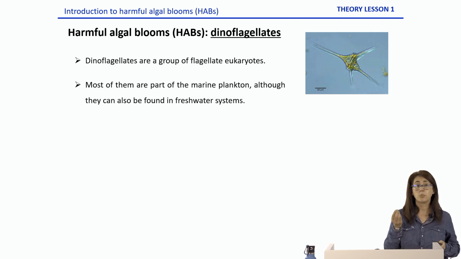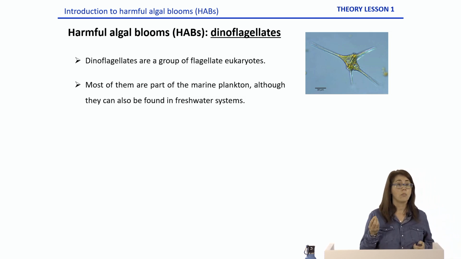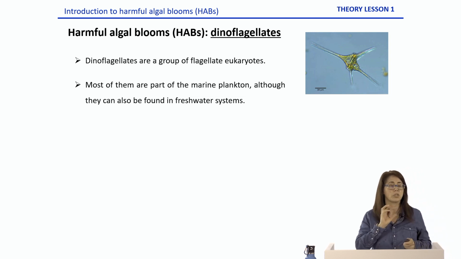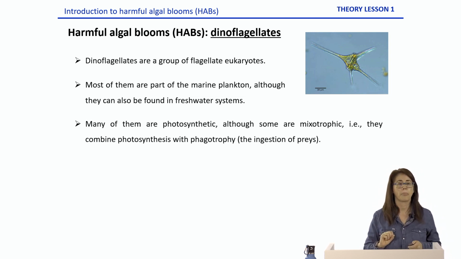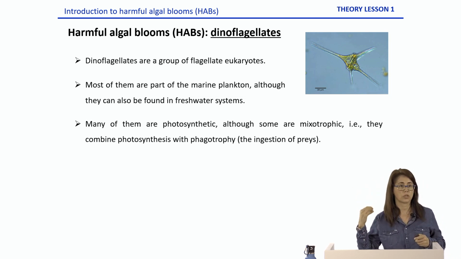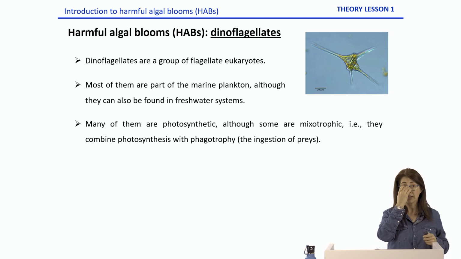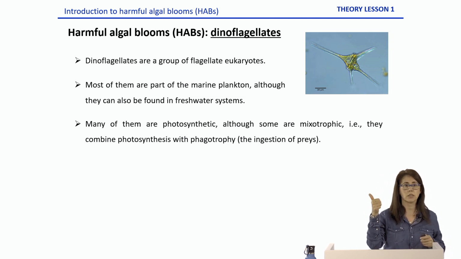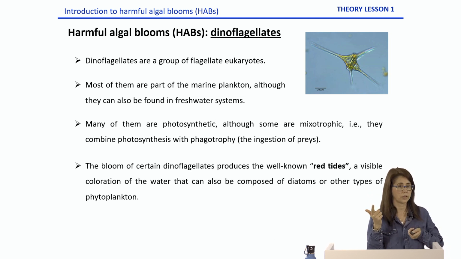Dinoflagellates are a group of flagellate eukaryotes. Most of them are part of the marine plankton, but we can also find a few species in freshwater systems. Many of them are photosynthetic, that means that they use the sunlight to do photosynthesis and produce oxygen. But some of them are also mixotrophic, that means that they can either do photosynthesis or ingest prey.